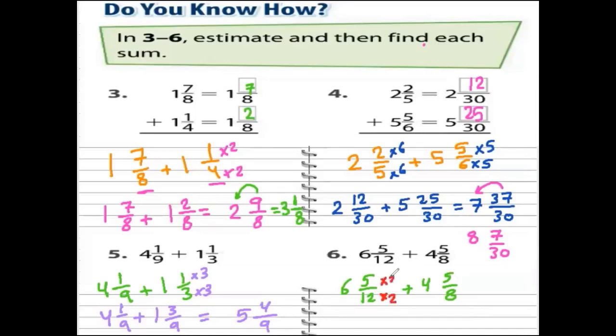And up and down. How can I make the 8 becomes 24? Multiply it by 3. Up and down. The new fractions will be 6 and 10 over 24 plus 4 and 15 over 24. Add the fractions. 15 and 10 is 25 over 24. And now 4 plus 6 is 10.